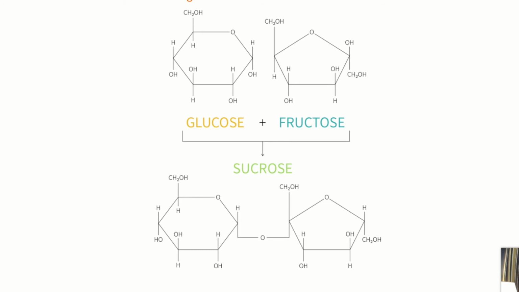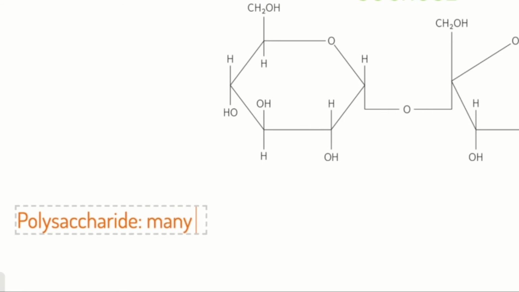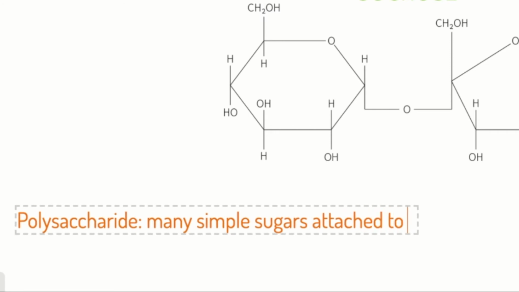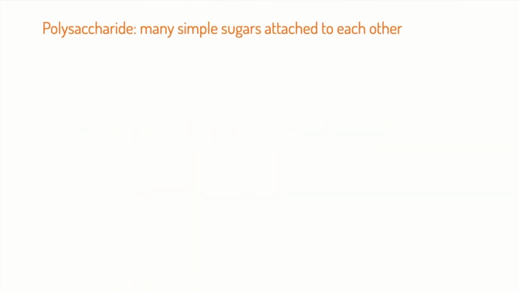If you have a large molecule of simple sugars, then we call that a polysaccharide. A polysaccharide has many simple sugars attached to each other. Okay, and what I would like to give you is some examples of some polysaccharides. I'm going to give you 3 examples. The first example is called starch.